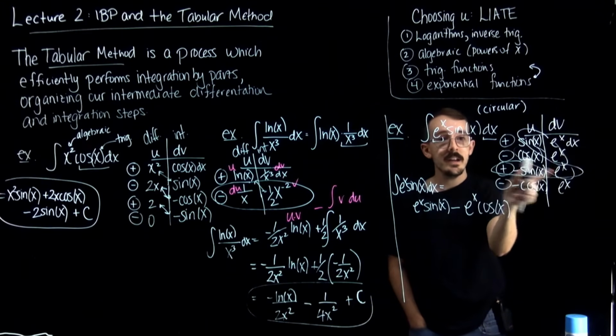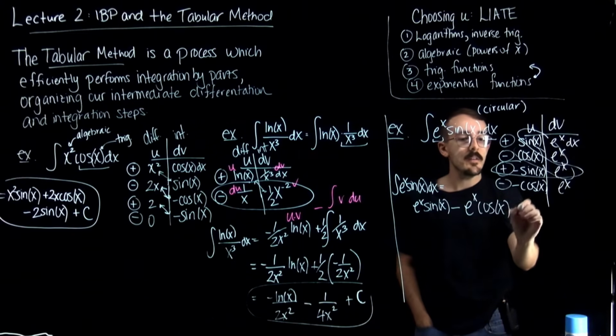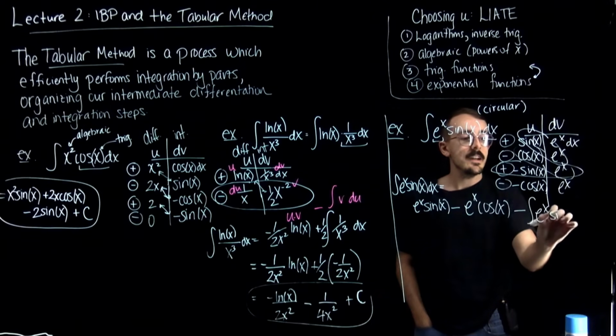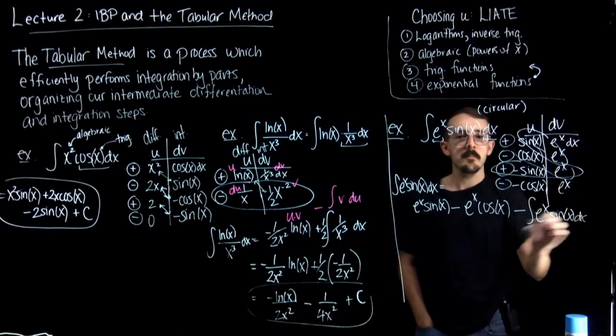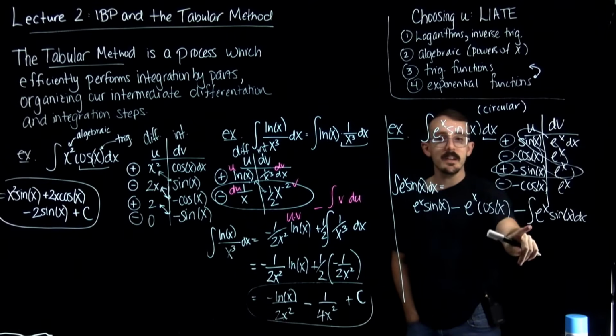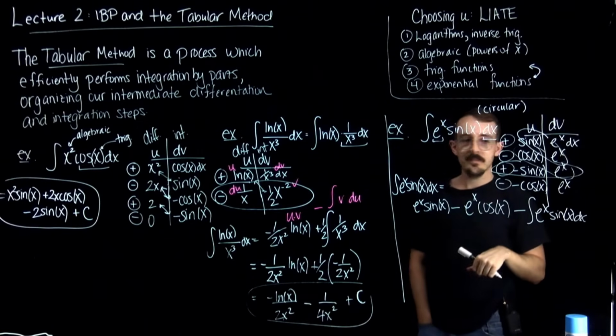So now I'm going to write out what this horizontal line is. This is going to be, overall, I have a minus integral of e to the x sine of x. So that's what happens when I have a horizontal row. I leave it as an integral. Diagonals are not an integral.